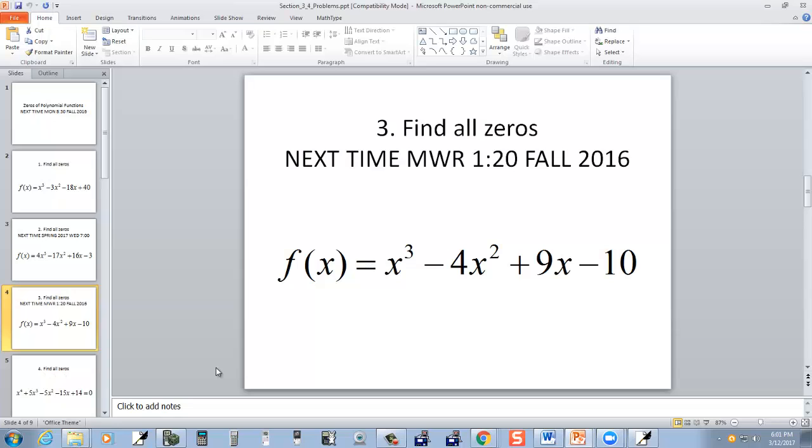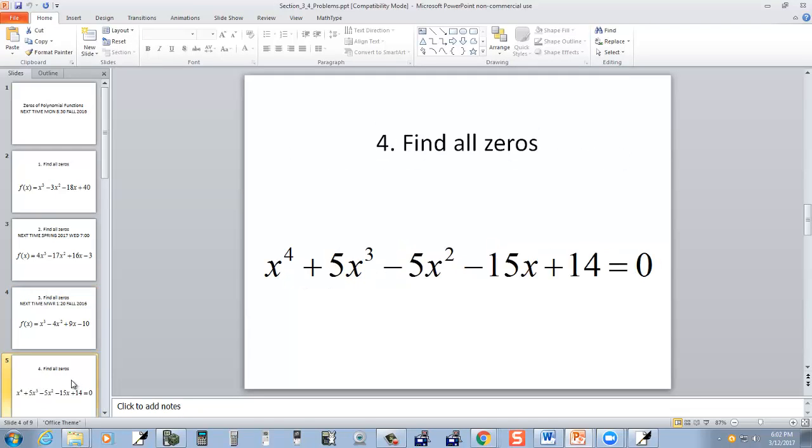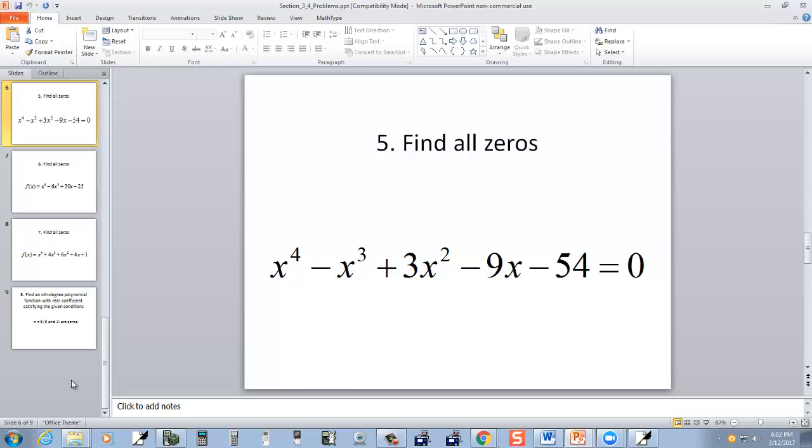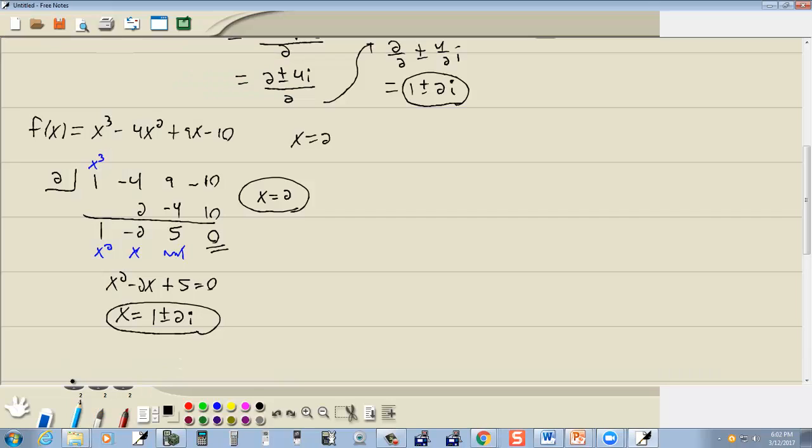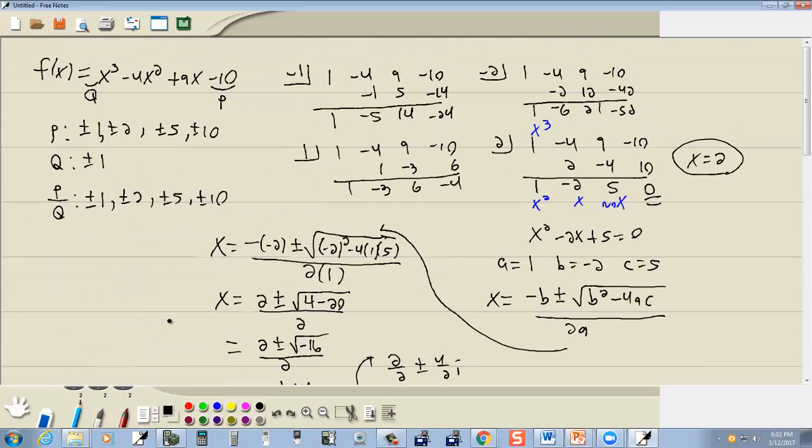Now let me show one more of those. Let me see. I think this is the one I want. No, this is the one I want. So let me clear this off. I won't show another one by hand. I think you got the idea.